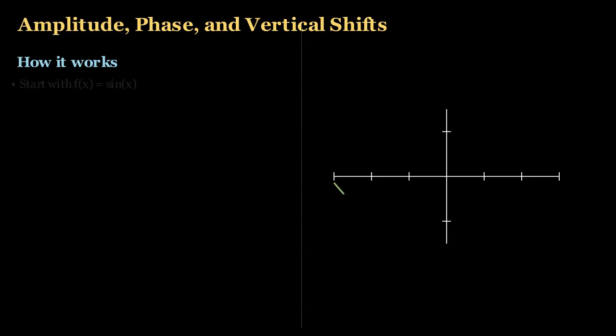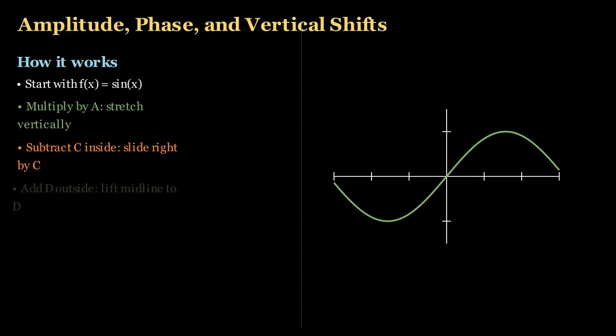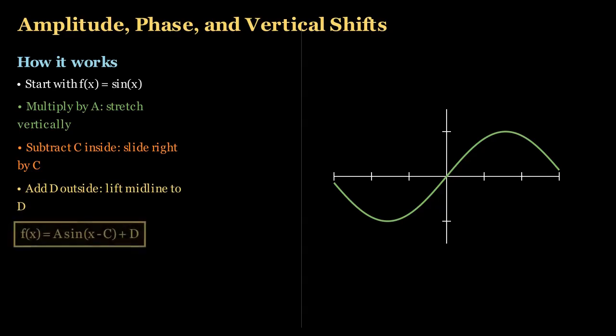Next, phase shift. Inside the sine, we replace x with x minus c. This is a horizontal slide. When x equals c, the inside becomes 0, so the wave's starting point moves to x equals c. If c is positive, the whole wave shifts right by c. Finally, vertical shift. We add a number d to the whole function. This lifts every point up by d, so the midline moves from 0 to d. The wave now oscillates between d minus a and d plus a.